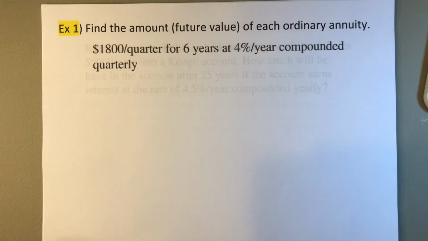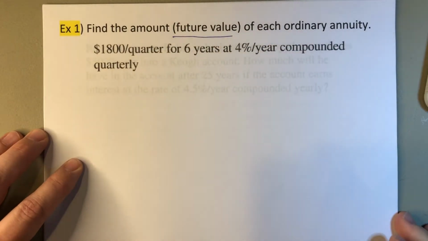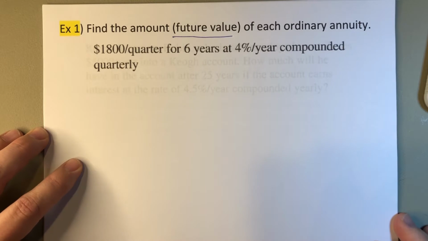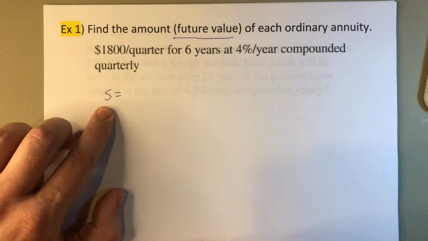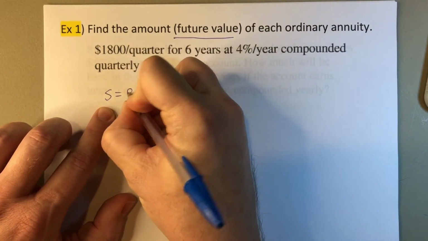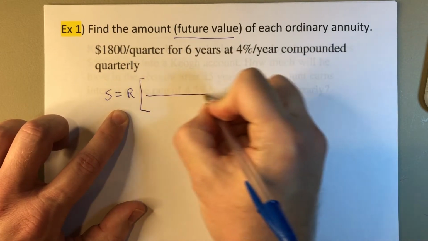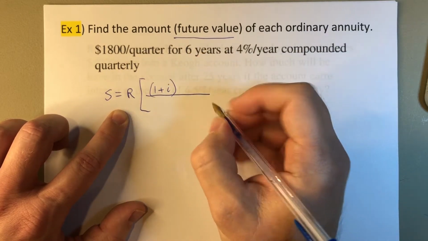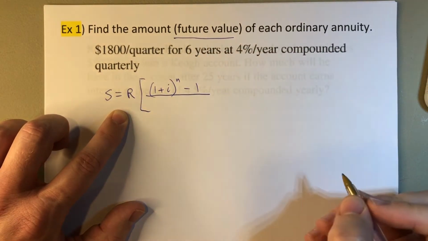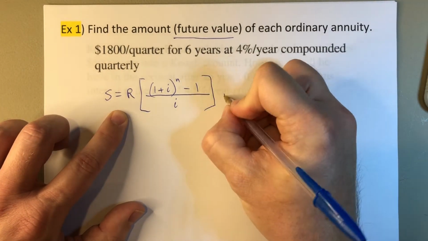All right, so let's look at our first example. Find the amount, future value, of each ordinary annuity. So what I'm going to do here is first write down the model. Future value is S, and that's going to be equal to R times the quantity of what? Well, this quotient: 1 plus I to the nth power minus 1, all on top in the numerator, divided by I in the denominator. And I'm going to put a comma there.